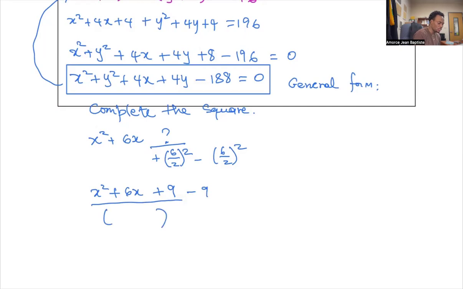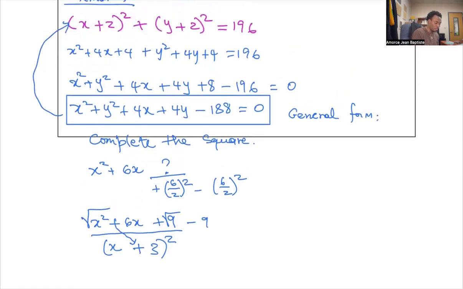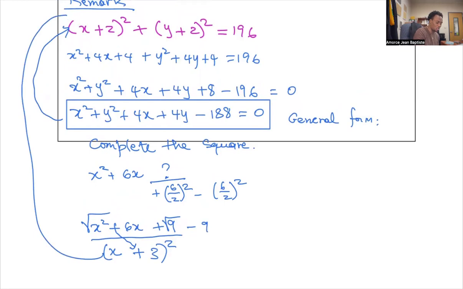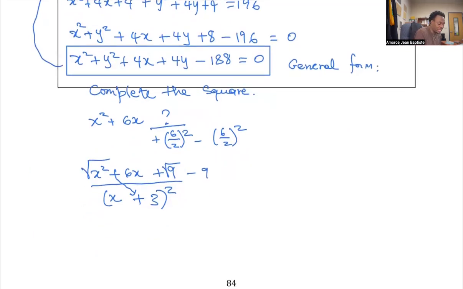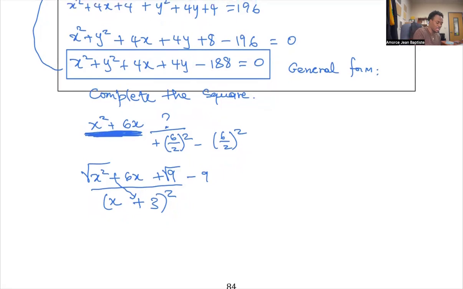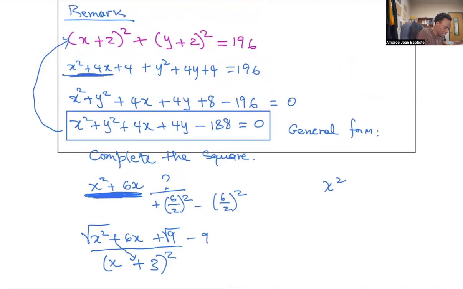How do you get that square? Well, the square root of this is x, with the sign plus, and then the square root of 9 is 3, and then the square. It's automatically the square that you want, which gives you the first part of this expression. But in this situation, it would have been x squared plus 4x, and then that would be 4 over 2 squared instead of 6 over 2 squared, which is clearly 4. But I just took another example for you here.